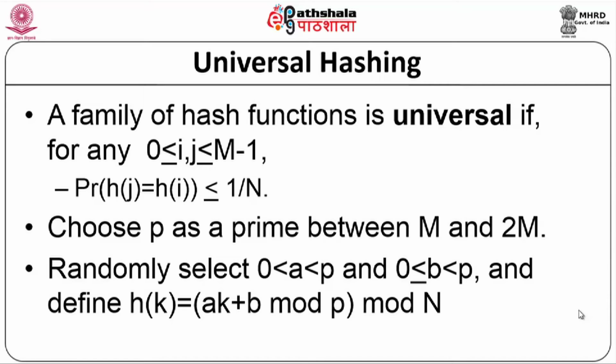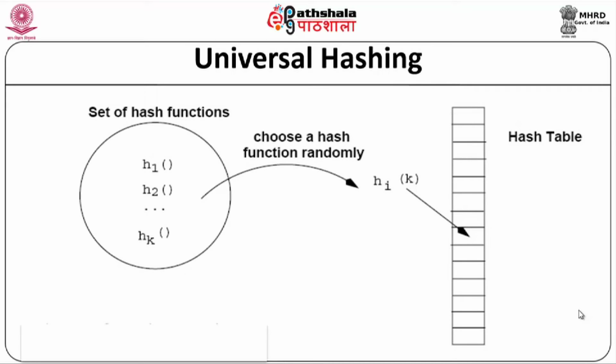Remember what is m? m is the size of the table and 2m is twice that. So, between those two you choose a prime value, choose a and b between those values, and then you decide the h of k. They have found this will give you a random distribution of the integers irrespective of what the integers are. So, this is a set of hash functions. You choose a hash function randomly and map to the hash table.